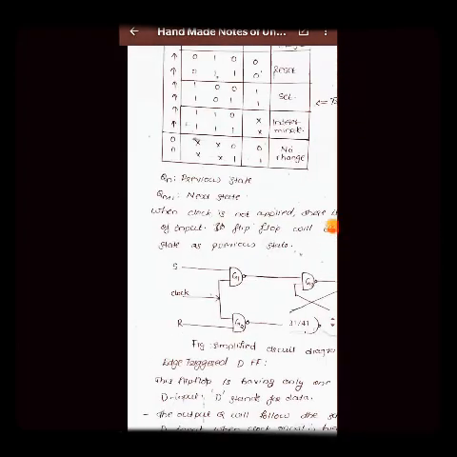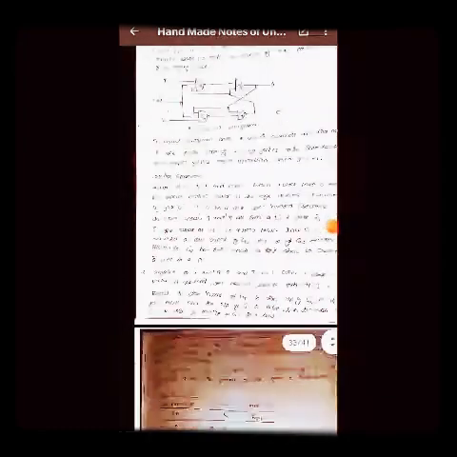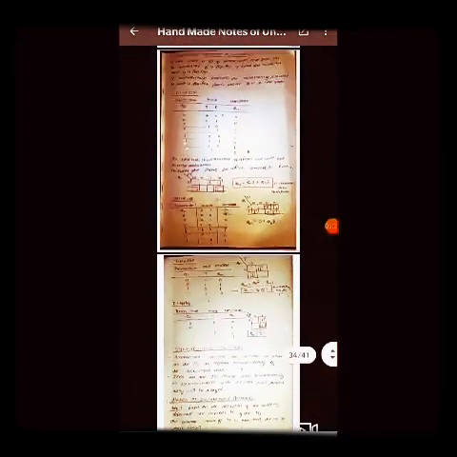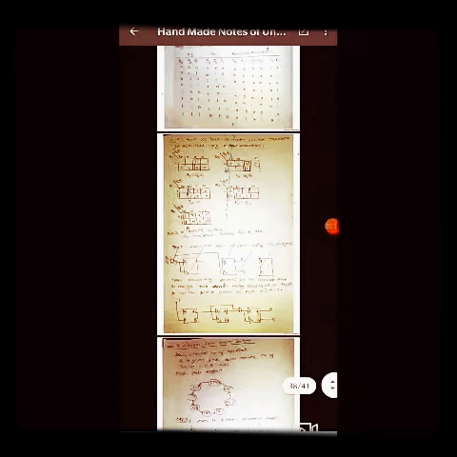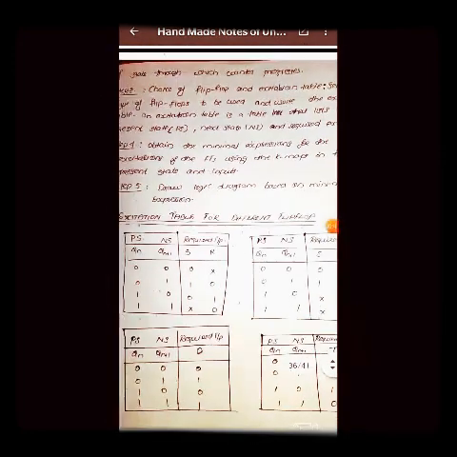So if we go back to that table, going back to the table, as you can see, these are the values of Qn plus 1, 0, 0.